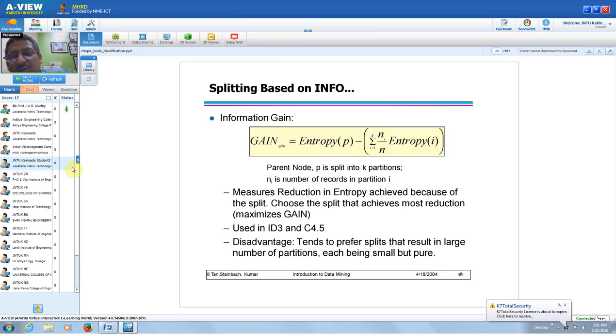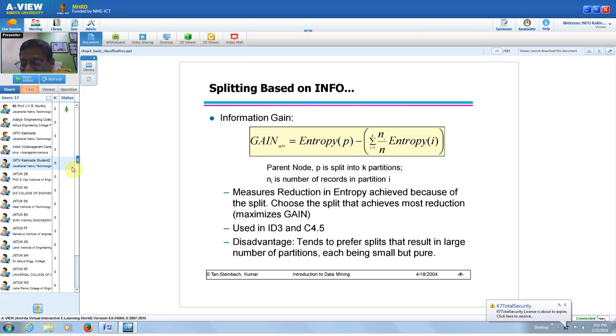So parent node P has split into k partitions, and Ni is the number of records in partition i. So it measures the reduction in entropy achieved because of the split. Now you will again find out the best split. Choose the split that achieves the most reduction, so maximize the gain. ID3 and C4.5 algorithms use this entropy measure. The disadvantage is it tends to prefer splits that result in a large number of partitions, each being small but pure.